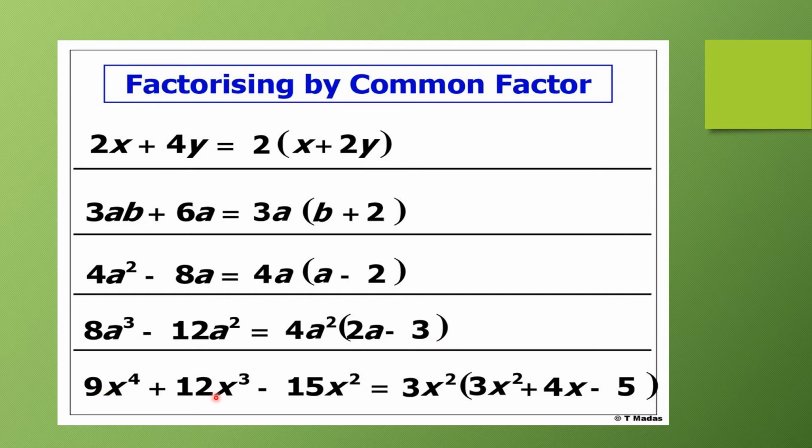If an algebraic expression has 3 terms, we are calling it a trinomial or a polynomial. Now, the common factor is 3x squared. The remaining terms are 3x squared plus 4x minus 5.